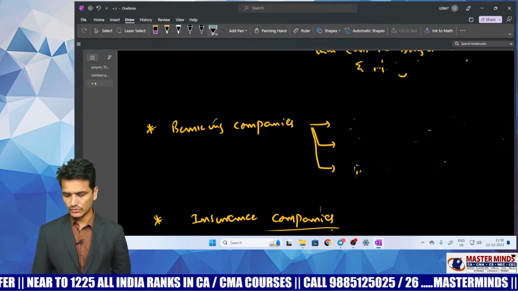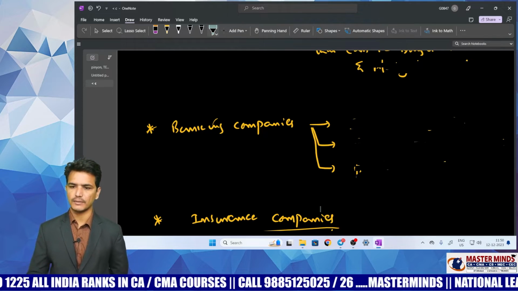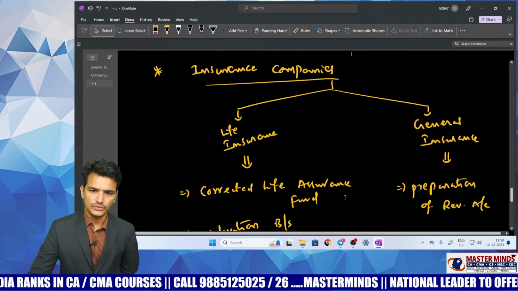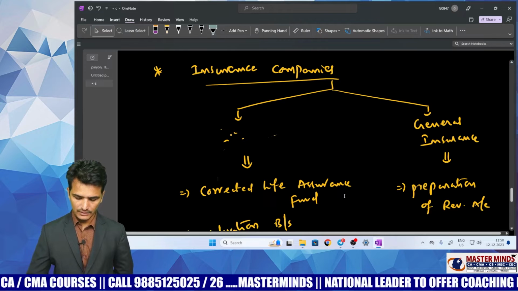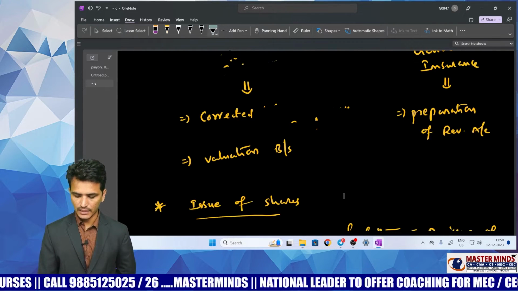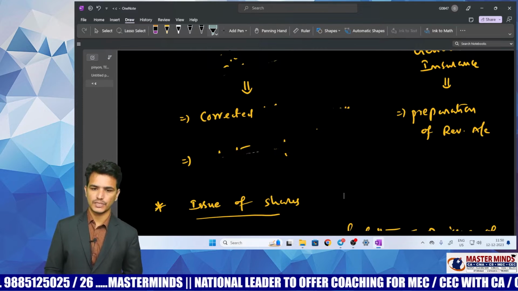So just go through the concepts, covering income recognition, rebate on bills discounted, and the provisioning norms. Next, coming to insurance companies. In case of life insurance companies, just go through the problems covering the calculation of corrected life assurance fund balance, and also the problems covering the concept of valuation balance sheet.